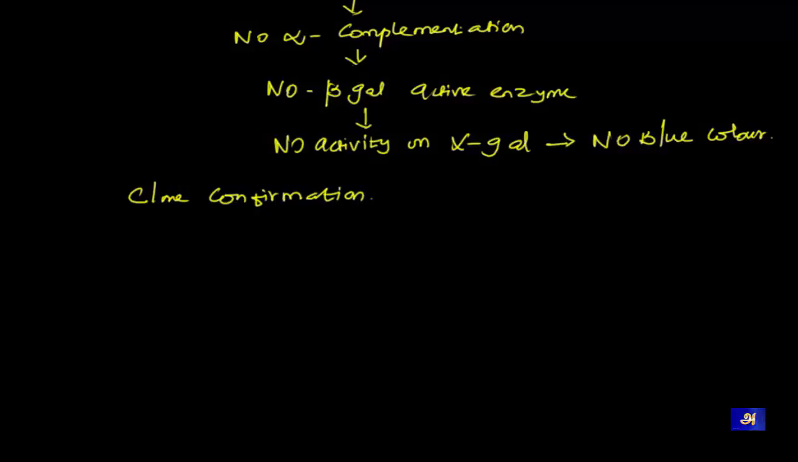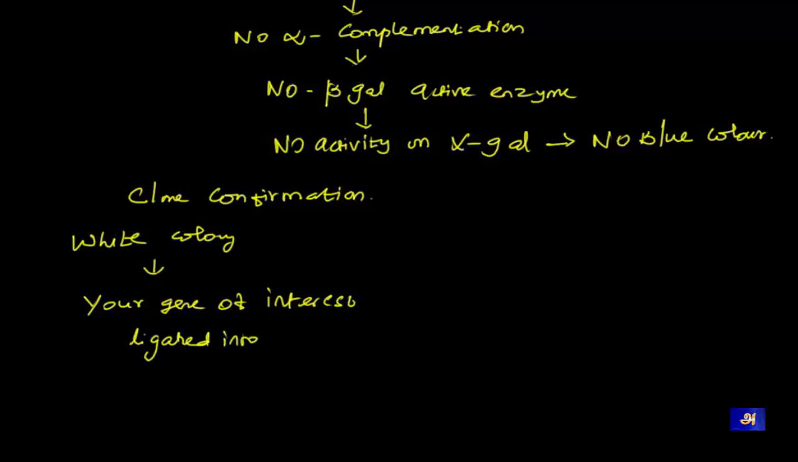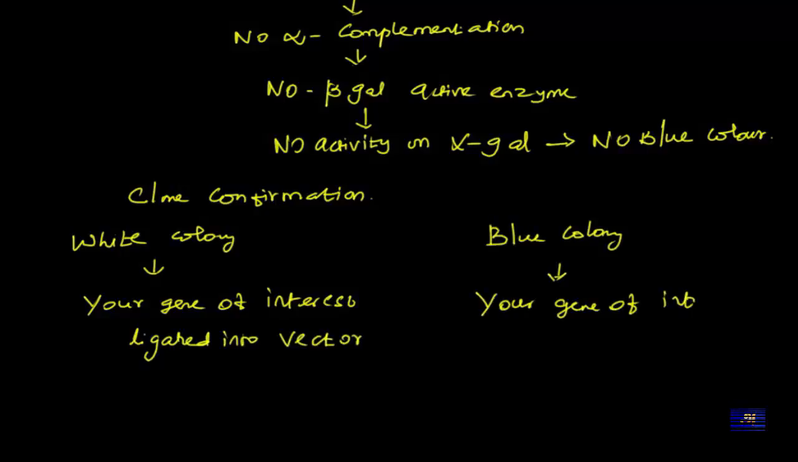Oh, understood. Hope we made you clear and you understood the screening technique, right? To confirm the clone, if a white colony forms, your gene of interest is ligated into the vector. If a blue colony forms, your gene of interest is not ligated into the vector. Fine, that's all. Enjoy cloning.